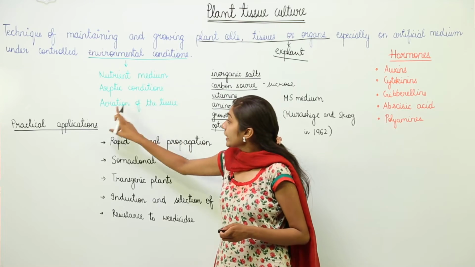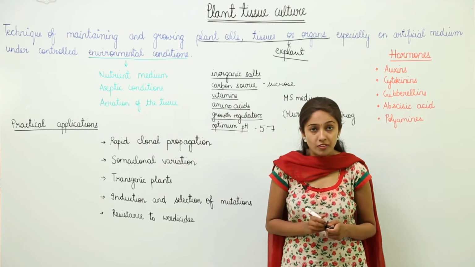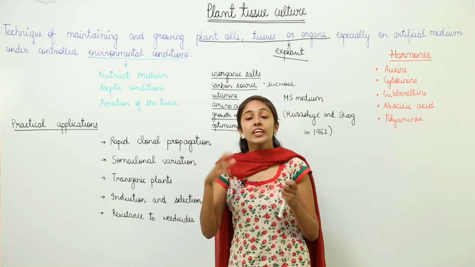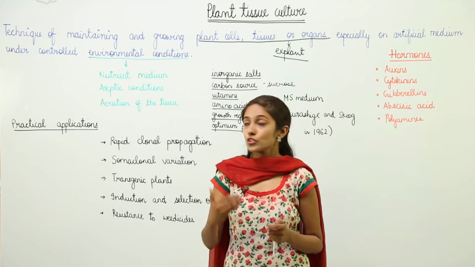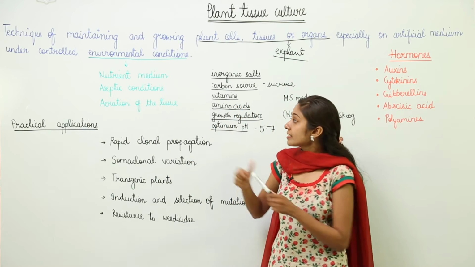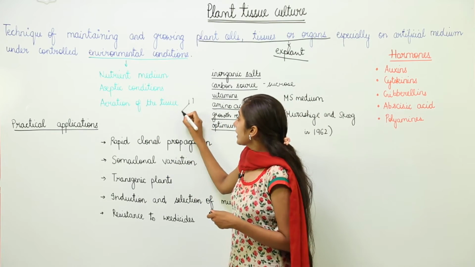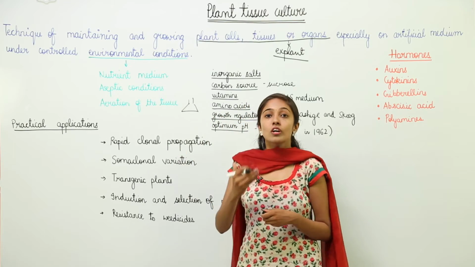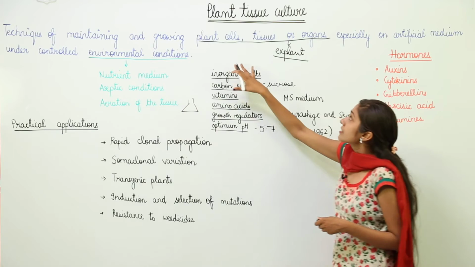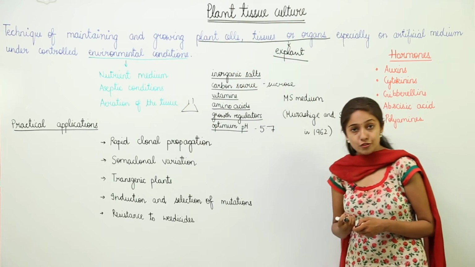After that, aeration of the tissue is also important. When you talk about aeration of the tissue, we can use special shakers. The shaking can lead to complete or proper aeration of the tissues, plant cells or organs that we are culturing, right?